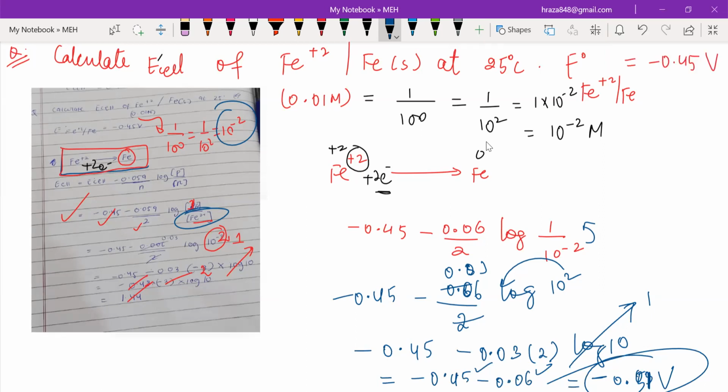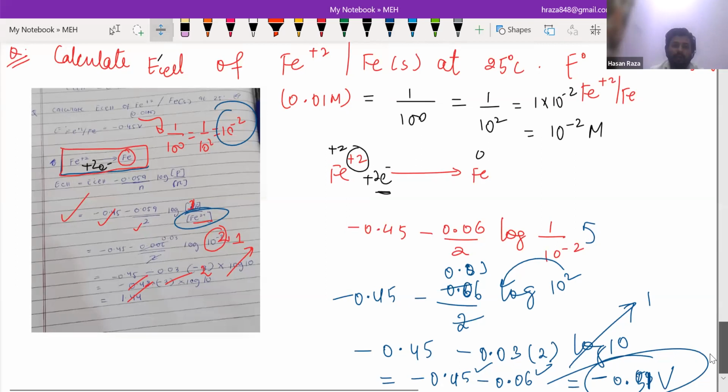So see, it's very easy. What you need to do is just write the correct equation. Are you getting my point? So this question is also based upon half cell reaction. Now I am going to give you a question to apply the Nernst equation for a full cell reaction.